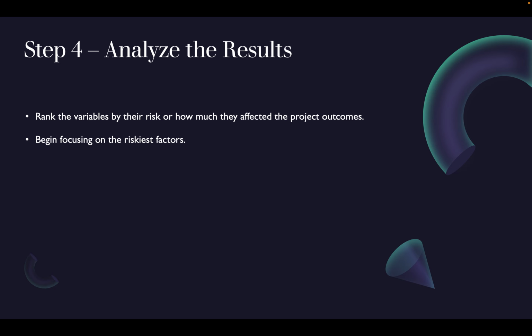Step 4 is to analyze the results. Rank the variables by their risk or by how much they affected the project's outcome. Ranking the variables will provide an organized outlook of the potential from these variables. From here, it will be clear on which scenarios or factors that focus needs to be placed in order to optimize business efficiency.